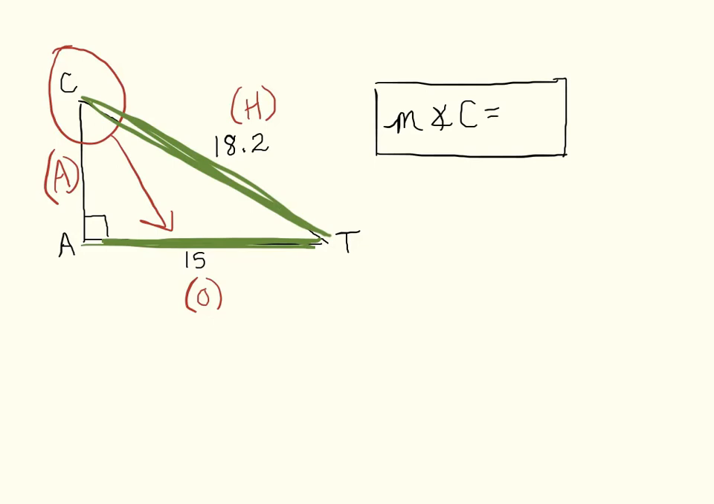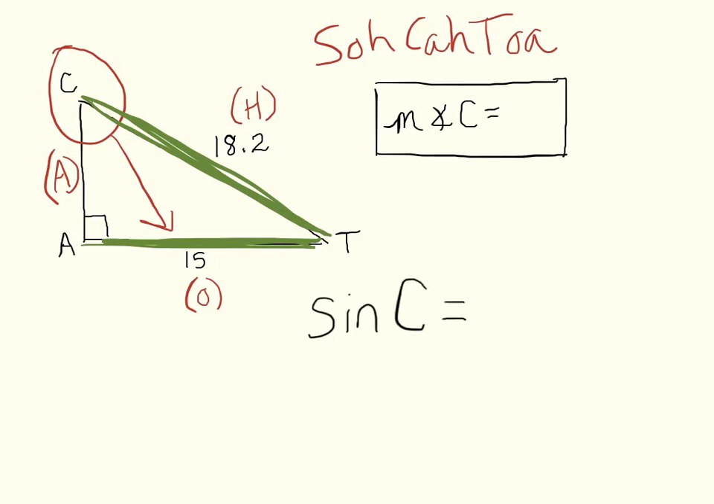So we need to think about our rule, right? SOHCAHTOA. So I'm going to write it up here. And I want to look and see which one has the opposite and the hypotenuse. So I have OH here, I have AH here, and I have OA here. So the only one that has O and H is the sine. So that's the one that I'm going to use. So now I'm going to write my function. So I have sine of my angle that I'm trying to find, C, equals its opposite, which is 15, over its hypotenuse, which is 18.2.